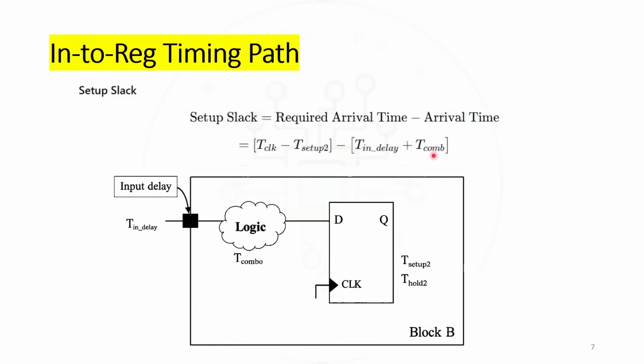So that's why it is T combo. Arrival time is from the outside world to this input port, called input delay, plus this combinational delay, that is T combo. And if you subtract these two, you will get the setup slack.